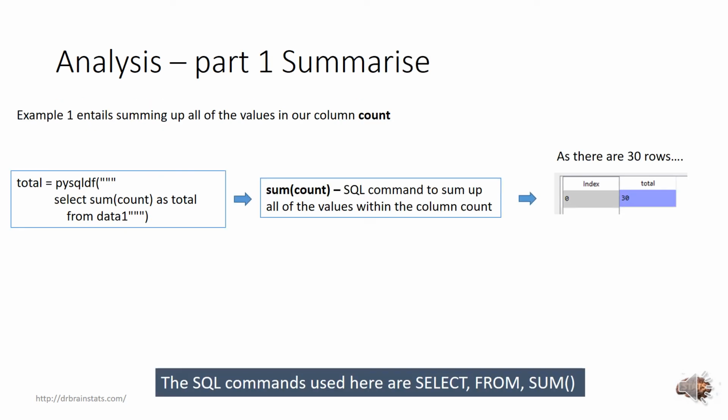Our first example entails summing up all of the values in our column count. So our SQL code here is select sum open bracket count close bracket as total. This is a SQL command to sum up all of the values within a column count. And as there are 30 rows, we expect the total to be 30 as shown here.